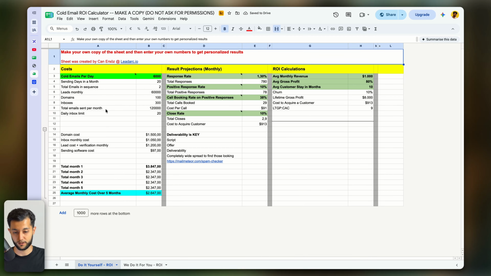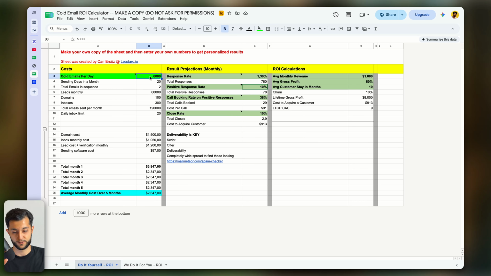Why do I say these things? We have this ROI calculator, right? And you can download this, by the way, via the first link in the description. And in here, you can basically enter how many emails you want to send out. And in this case, we have to work backwards. So we will look at costs, results for the monthly results that we will expect, and then some ROI calculations. In this case, we want to have 30 demos, so we will look at calls booked. And in this case, it's 29, which works perfectly fine.